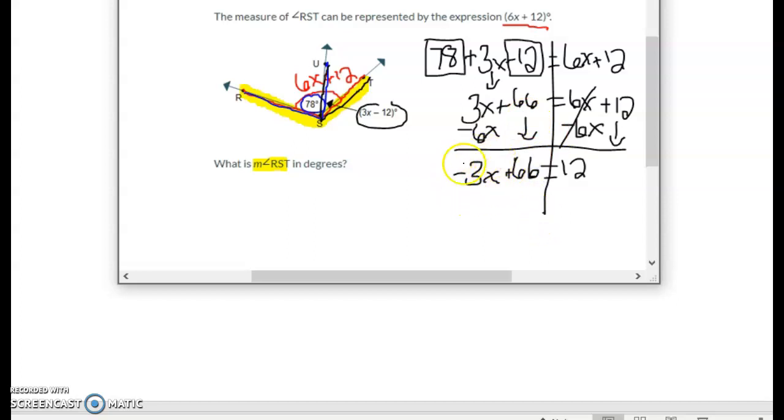Now all my x's are over on this side, which means I need my numbers on the other side. So now I need to get rid of or move positive 66. So to get rid of it, I would subtract 66. But whatever I do to this side, I have to do to the other side. 66 take away 66 cancels out. I'm going to bring this negative 3x straight down. And 12 minus 66 is going to give me a negative 54.